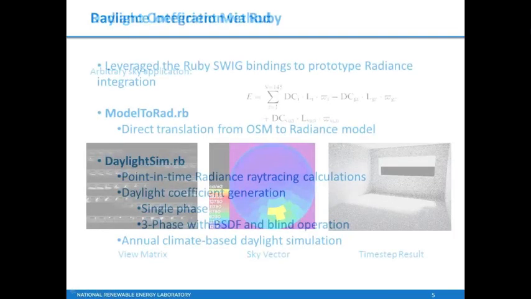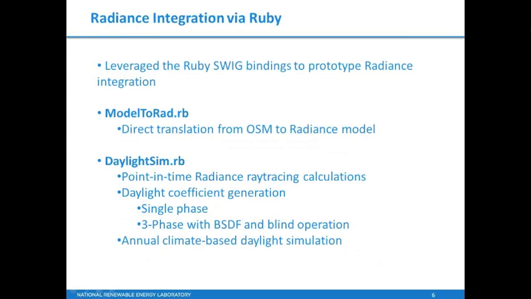I'll just blow through these. This is just how the Radiance integration is embodied right now. It's been done by writing Ruby scripts that use OpenStudio on the back end at the command line level. So this is how we can translate an OpenStudio model to a Radiance model. There's a fairly complicated simulation tool called DaylightSim.rb, which allows you to generate these daylight coefficients that I just talked about and also do an annual simulation.